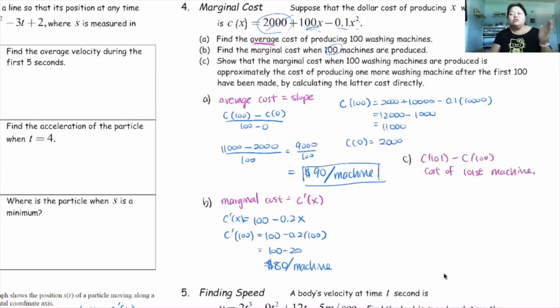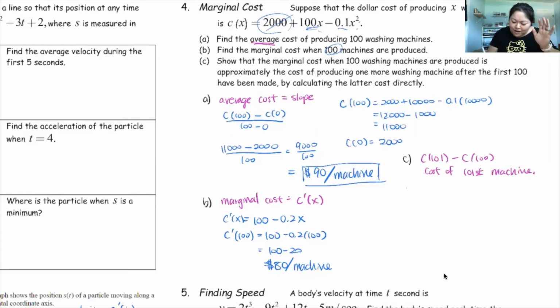So you can't just calculate the cost of 101. That's producing 101 machines. I want the cost of that 101st machine, that one more machine after producing 100, right? So you take the cost of 101 minus the cost of 100, you'll get whatever is left over, that's the cost to make that extra one after 100. Okay, I hope that made a lot of sense.